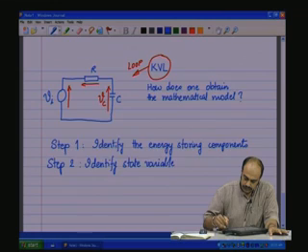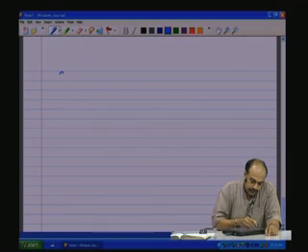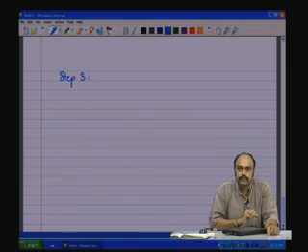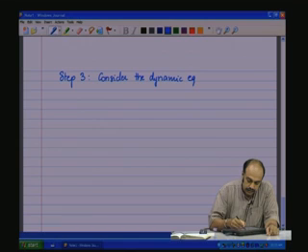Now step 3. Consider the dynamic equation at the energy storing components.